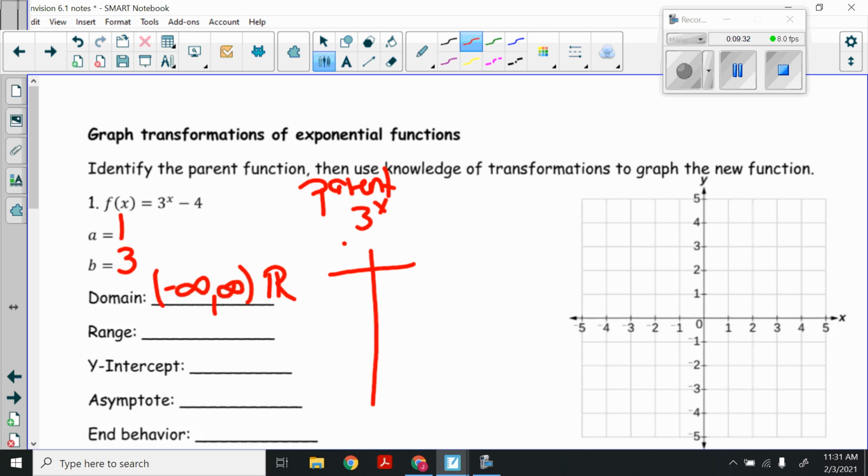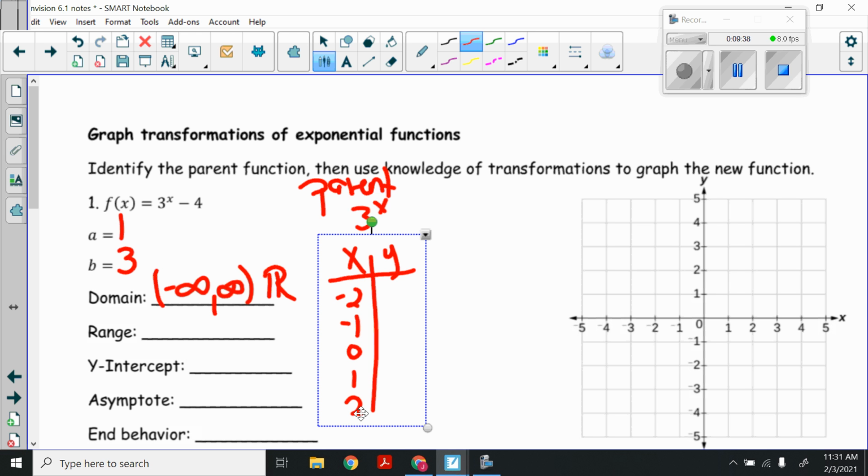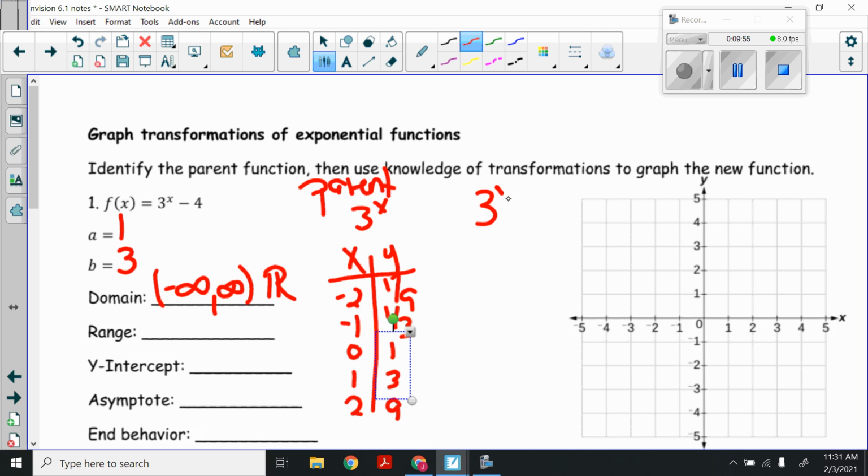So let's look at an xy table for the parent. If I plug in -2, 3 to the -2 becomes 1 over 3 squared, which would be 1/9. 3 to the -1 would be 1/3. 3 to the 0 would be 1. 3 to the first is 3. 3 squared would give me 9. Okay? So now we want to look at our new one, the 3 to the x, all of that minus 4.